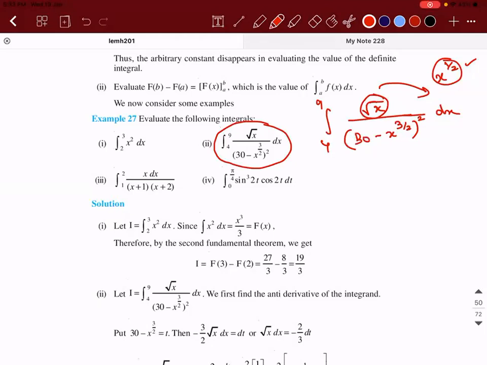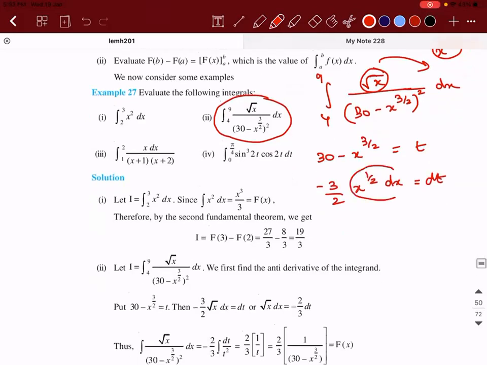So that tells you what I told you in the beginning of the chapter, right? You need to eliminate the denominator. For that, I will take 30 minus x power 3 by 2 as t. If I do that, I get minus 3 by 2 into x power half into dx as dt. So x power half dx will be equal to minus 2 by 3 times dt.